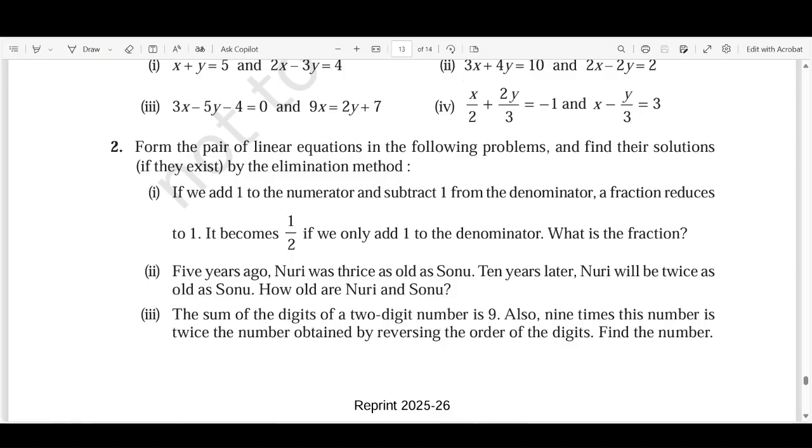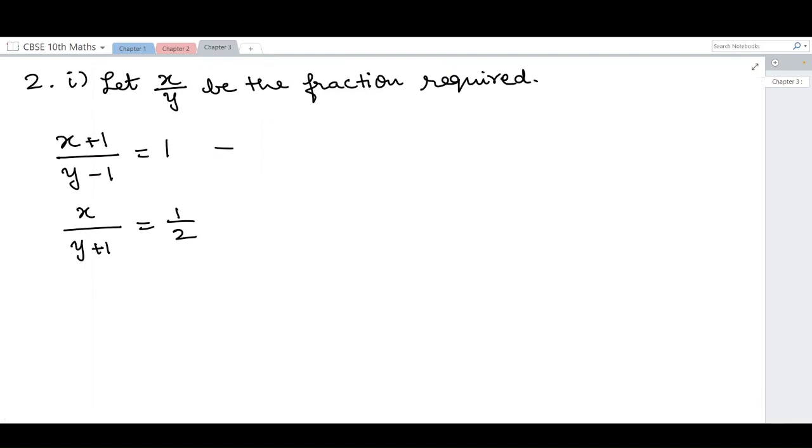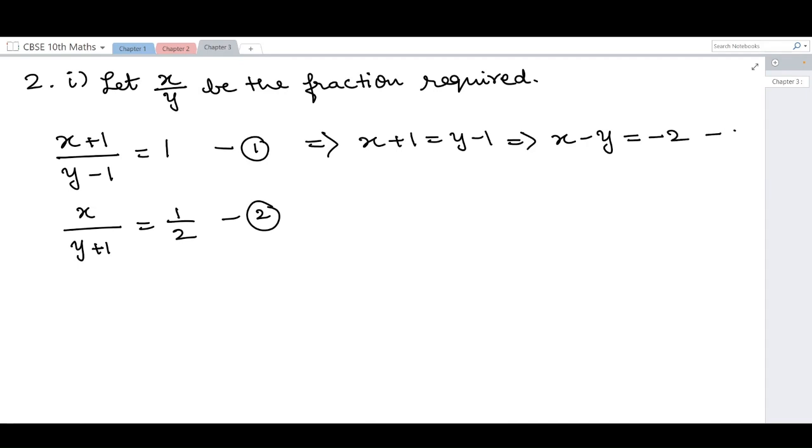Okay. Now we have to identify what is the fraction. Let us take this to be the first equation and this the second equation. Now let us rewrite the two equations. So the first one I am going to rewrite: x plus 1 equal to y minus 1. So this will become x minus y equal to minus 2. Let us name it as equation number 3. The second equation, if you rewrite, you will get 2x equal to y plus 1. So this will become 2x minus y equal to 1. So this is the fourth equation.